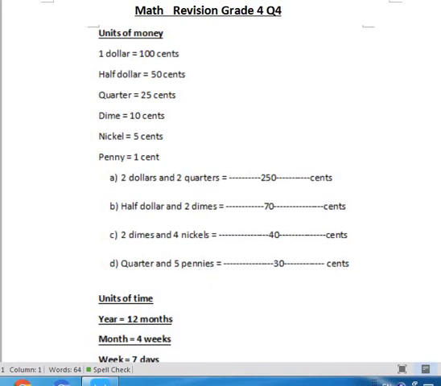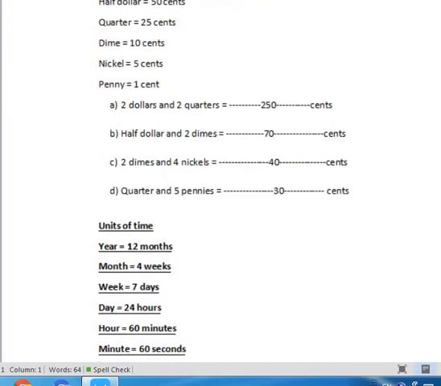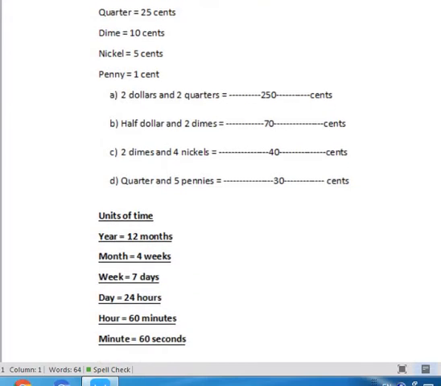Moving to units of time. I have here 1 year is equal to 12 months. 1 month equals about 4 weeks. 1 week equals 7 days. Do you remember? Sunday, Monday, Tuesday, Wednesday, Thursday, Friday and Saturday. 1 day equals 24 hours. 1 hour equals 60 minutes. 1 minute equals 60 seconds.